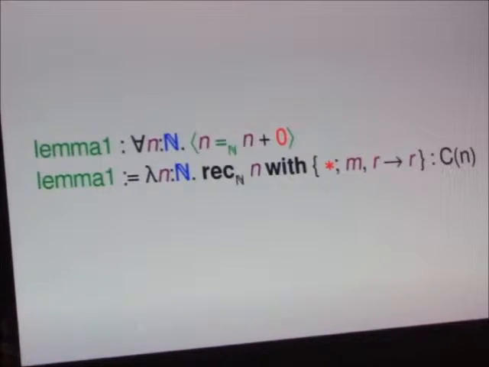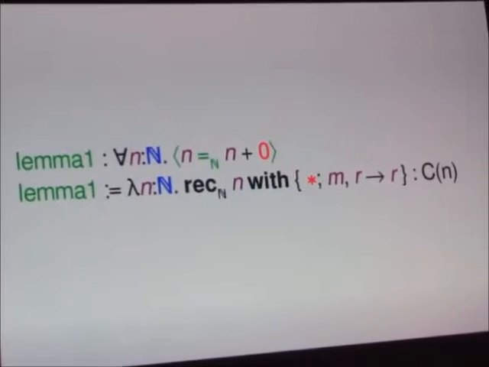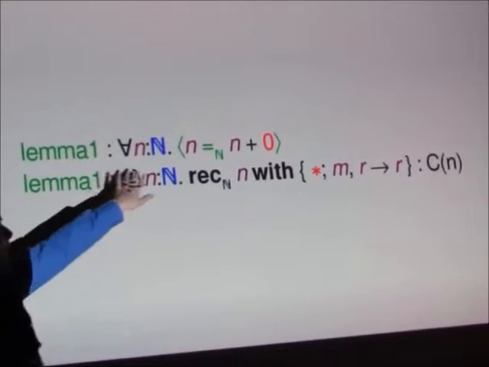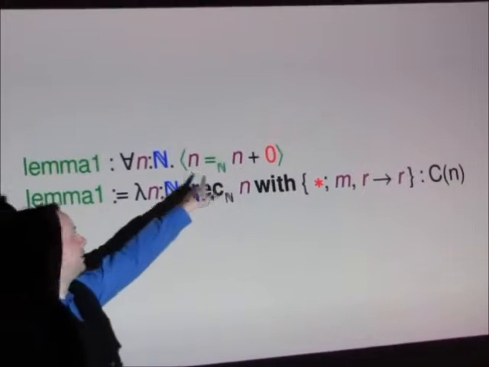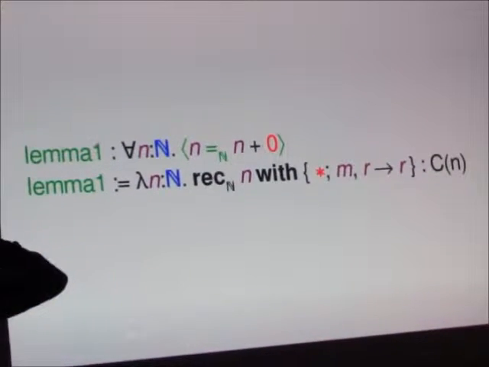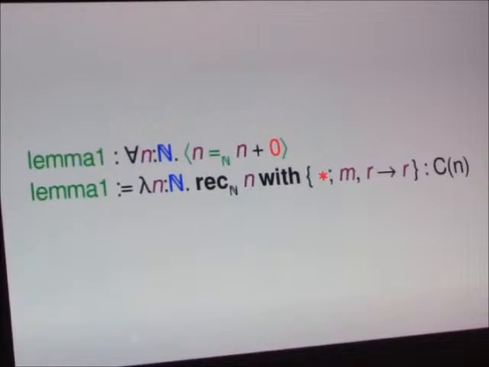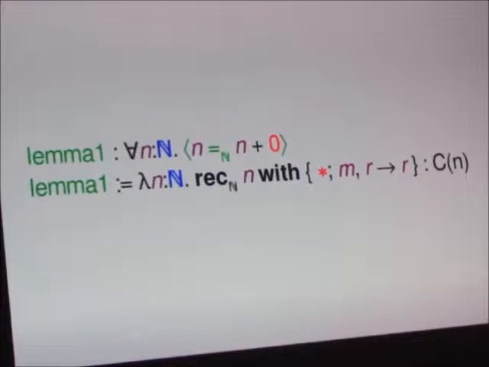Let's do something a little bit more interesting, where we can't just use this reflection principle. We want to prove that for every natural number, n is equal to n plus 0. Right, and this is the proof over here.